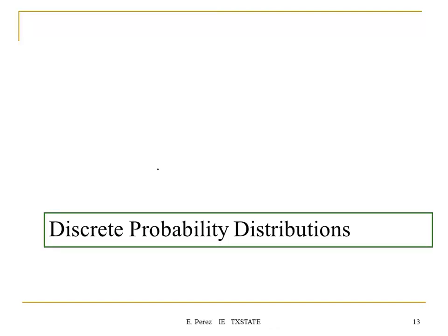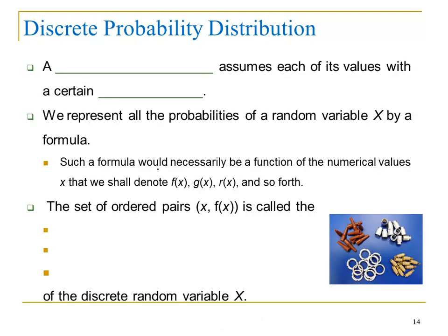Now we're going to start dealing with probability distributions. Okay, so we know probability. Now we're going to have this term, discrete probability distributions. Okay? So a discrete random variable assumes each of its values with a certain probability. Remember the example, non-defective, defective? We're able to assign the probability to each of the outcomes.